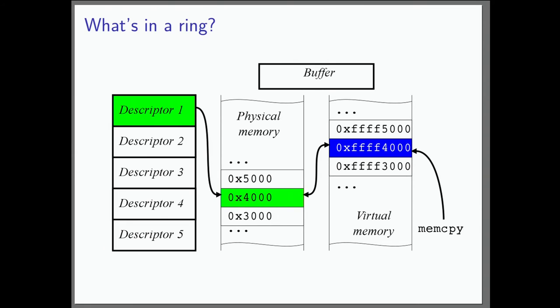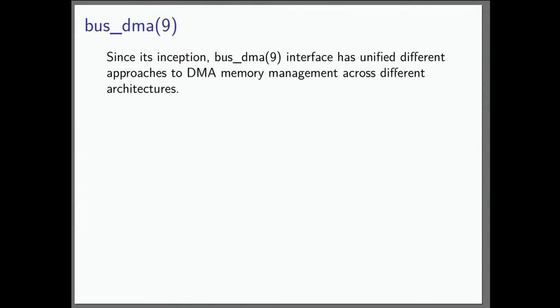And every descriptor points to a chunk of physical memory, points to a buffer, what we call a cluster, an mbuf cluster. An mbuf cluster is located somewhere in physical memory, for instance, at the address 4000 hex. It's also mapped into virtual memory where you can memcpy data, for instance, at the virtual address 444,000 hex. This mapping is done by the MMU. The way we manage this type of memory and mappings is through the bus DMA interface that was created by Jason Thorpe for the NetBSD project, and since then it has been ported to OpenBSD and FreeBSD.